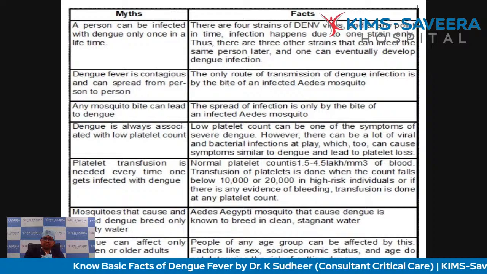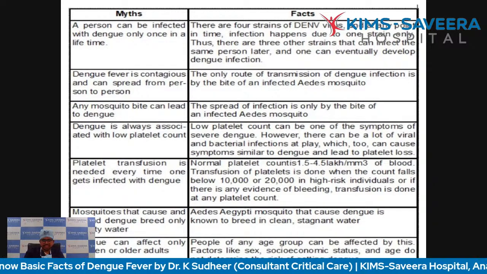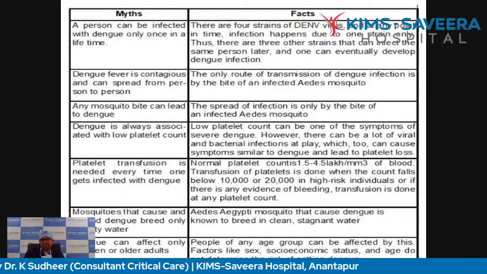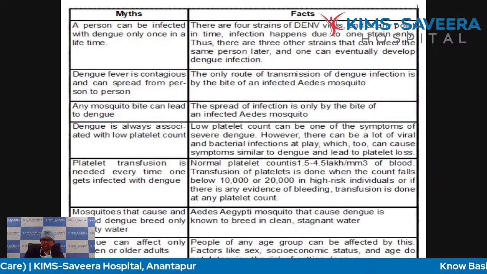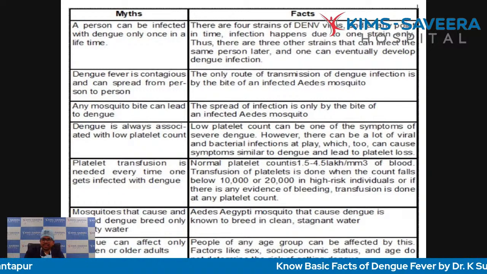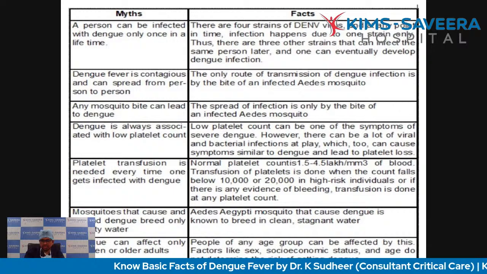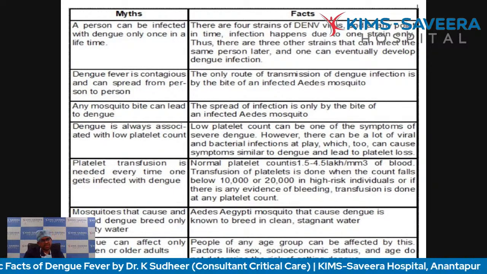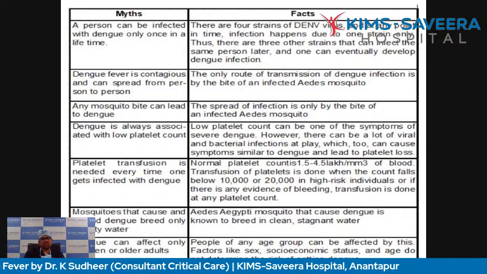Another myth: is dengue fever contagious, and can it spread from person to person? No, it cannot be spread from one person to another. It is only spread by a mosquito bite, known as the Aedes aegypti mosquito. An infected person gets a bite from this mosquito, then he will be infected, not person to person.